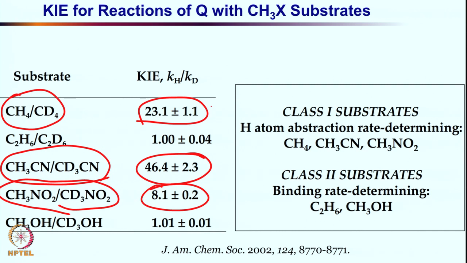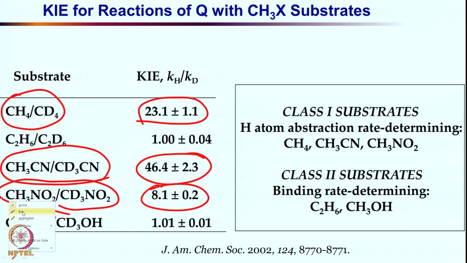These highlighted ones right now are known as the class 1 substrates, where methane approach could be interesting and simple, but more importantly the CH activation is the rate limiting step. So, the diffusion of methane towards this Q intermediate.